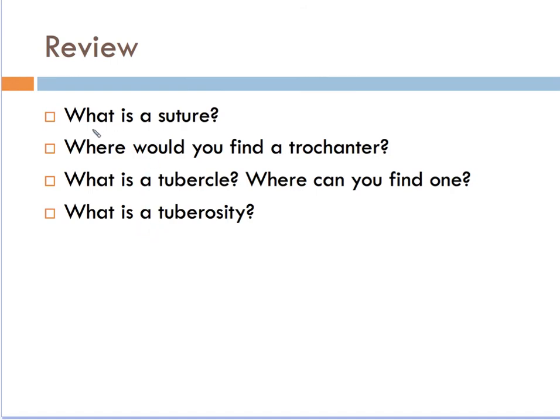Your last four questions. What is a suture? Where would you find a trochanter? And what is a tubercle? Where can you find one? And lastly, what is a tuberosity?